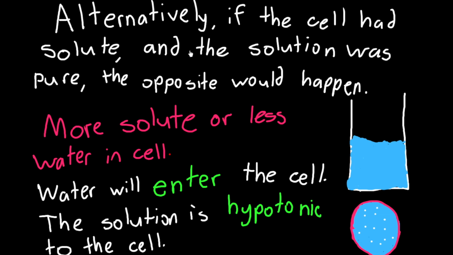And alternatively, we can go the other way around as well. So if the cell had solute, like we see here, there's salt in the cell, and the solution was pure, the opposite effect would happen. So more salt, in this case, there's more solute or less water in the cell, right? Because there's more solute, more salt, more of something else. So that means there's going to be less water in the cell, because there's no solute in the solution. And so water will enter the cell. The cell will get placed into the solution, and then water from the solution will enter the cell because there's less water in the cell. So in this case, the solution is hypotonic to the cell.